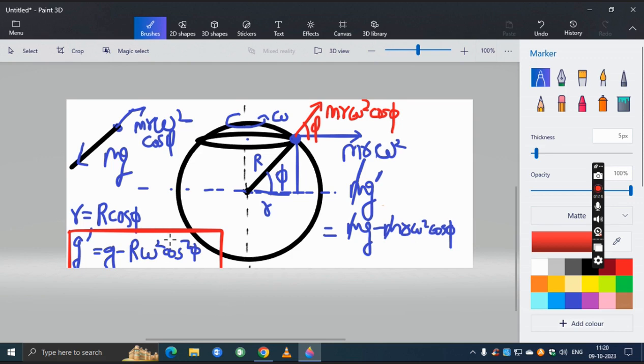Now let's put phi equals 90 degrees. So what is cos 90? 0. So cos square 90 is 0, and R omega square times 0 is 0. So g dash equals g. So near the poles, the value of g is maximum, that is g itself, 9.81 meter per second square. And what about at the equator? It is g minus R omega square. So that is why the value of g near the poles is greater than the value of g near the equator.